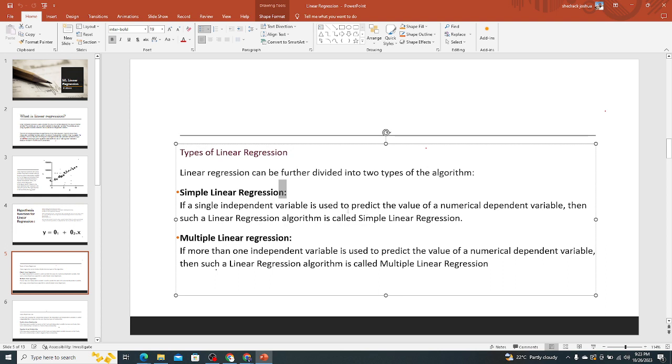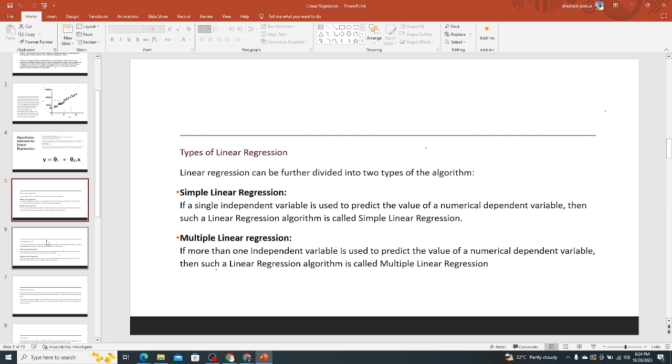So if a single independent variable is used to predict the value of a numerical dependent variable, then such a linear regression algorithm is simple linear regression. Why? Because we are only using one independent variable to predict one dependent variable. When we are talking about multiple linear regression, we are talking about more than one independent variable used to predict the value of a numerical dependent variable.